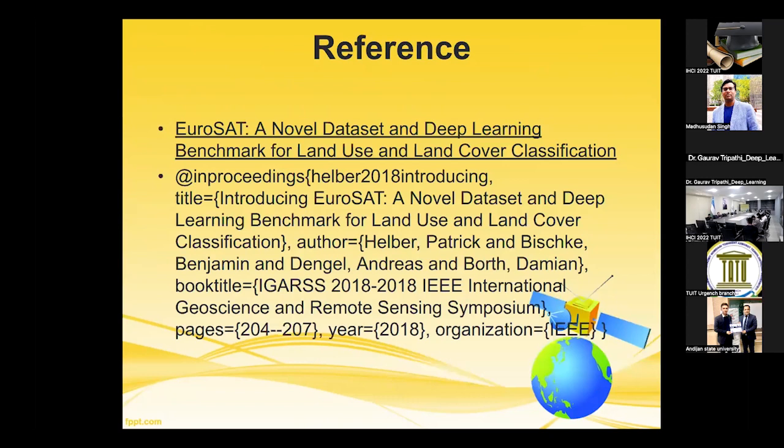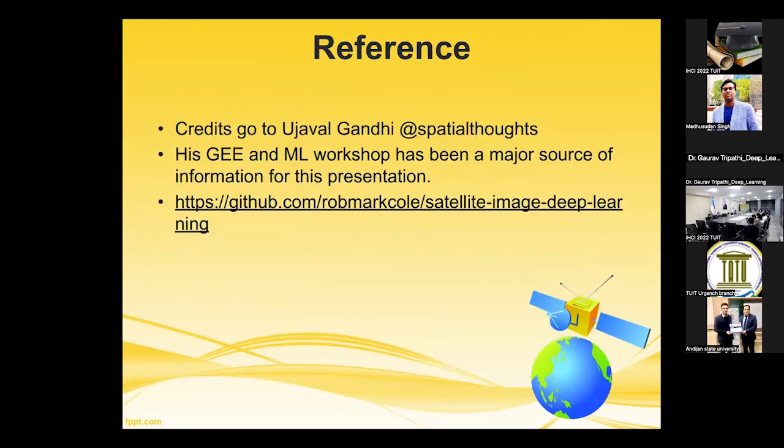So the references are EuroSAT. It's a novel dataset which I will be using in Google Colab for land use and land cover classification. The credits go to Ujjwal Ghane, who is on Twitter with the ID @specialthoughts. An amazing human being, who has given us so many insights into the usage and amalgamation of remote sensing and deep learning with the help of Google Earth Engine and the ML Workshop.